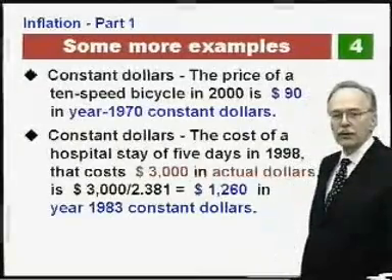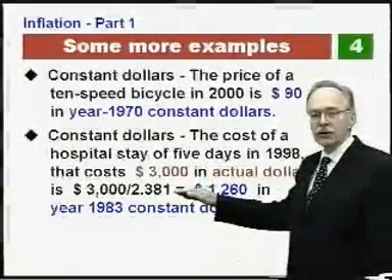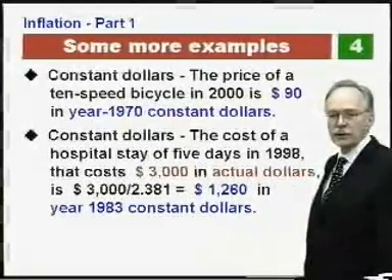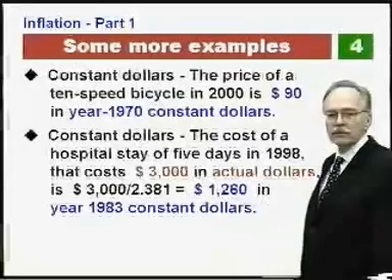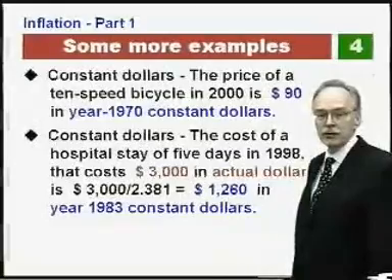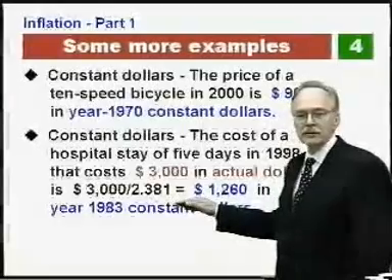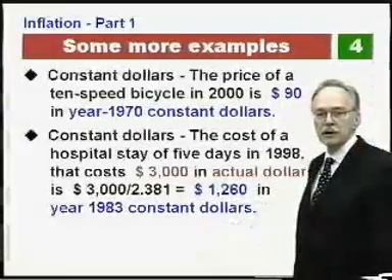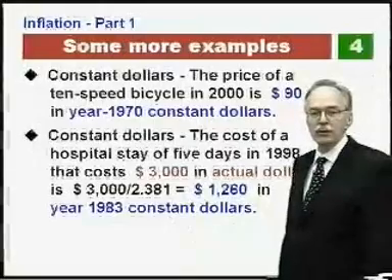We'll go to the second type of example. Let's imagine we have a hospital stay of 5 days in 1998. And if that costs $3,000 in actual dollars in 1998, then we would have expected the same hospital stay, but in 1983, to cost $1,260. Or if we want to measure the cost of that hospital stay in 1983 constant dollars, we take the actual dollar amount, $3,000, divided by the price index, 2.381, and get the amount $1,260. That's in year 1983 constant dollars. This is a simple computation because 1983 is the base year, and the price index for that was 100.